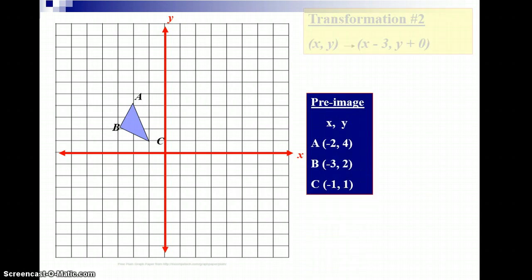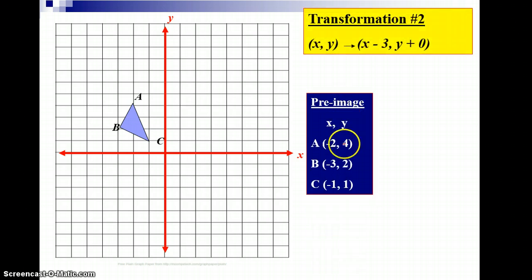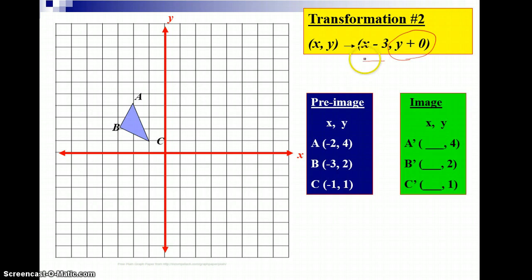Transformation number 2. We have exactly the same pre-image. Every image that we start off with will have the same coordinates. We are transforming the same triangle each time. This time we have a -3, but again, y is staying 0. So again, think about a number line.